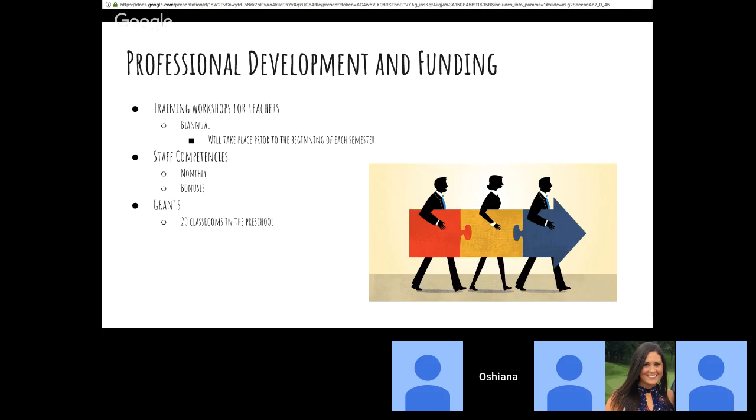As far as professional development and funding, there will be training workshops for teachers. Biannually, they will be recertified in PECs just to make sure that they are continuing to implement the program with fidelity. And we would like to implement staff competencies in which the teachers are observed to ensure treatment fidelity is existing, and that will produce monthly bonuses in order to reinforce the teachers for their positive behavior.